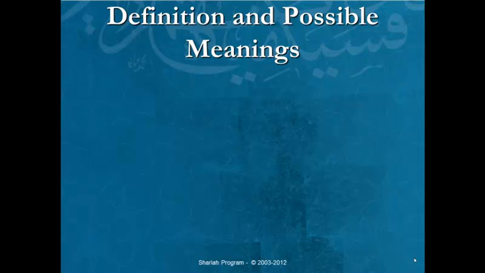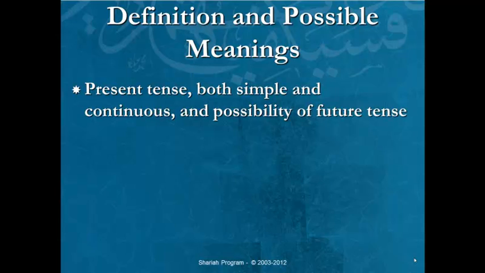Okay, so it's the verb that indicates on both the present and the future. So the total amount of meanings that you can get from this single verb is 3. You'll get the present tense, you'll get the simple present tense, you'll also get the present continuous, and there's also a possibility of the future tense. And this is true for active, and it's also true for passive.